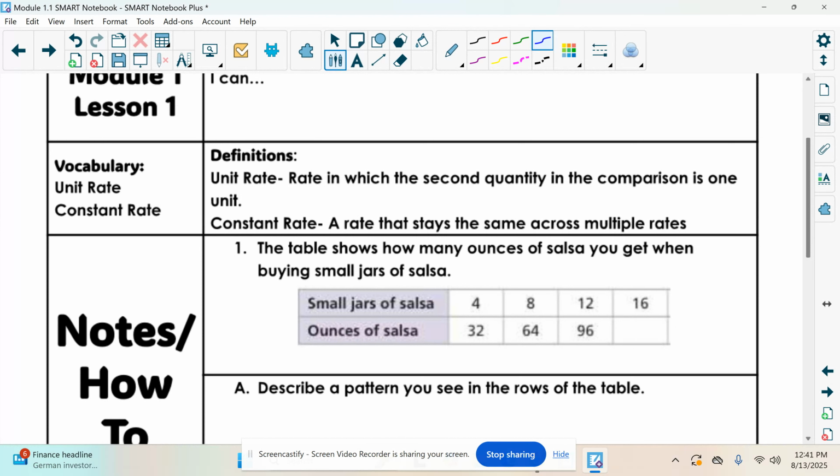Okay? So our first vocabulary word that we're going to highlight is unit rate. Now you had the unit rate last year, but in between the summer and when you did unit rate, you forgot it, most likely. But unit rate is a rate in which the second quantity in the comparison is 1. Now that sounds like a bunch of jibber jabber to me. So we're going to make some notes over these words.